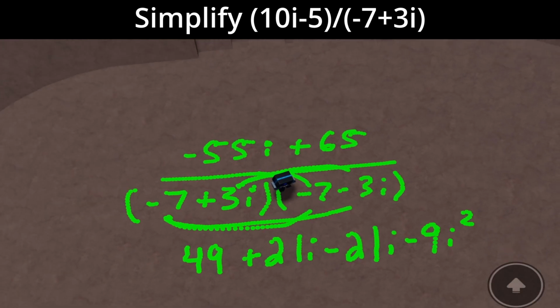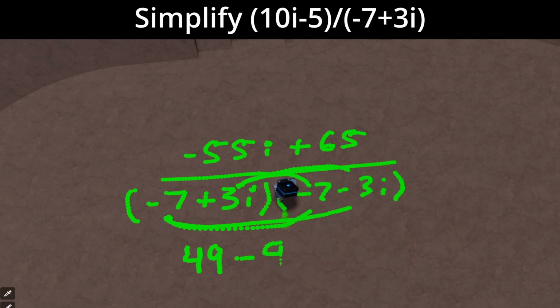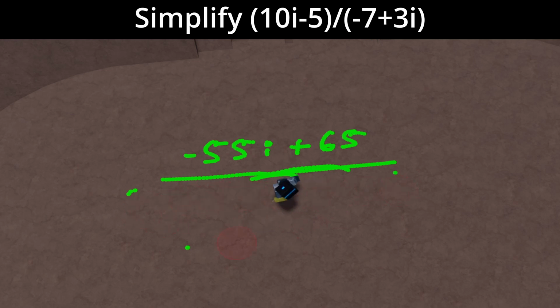So first off, this plus 21i and minus 21i cancel out. And we're left with 49 minus 9i squared. i squared is just equal to negative 1. Minus 9 times minus 1 is just plus 9. 49 plus 9 equals 58. So this big denominator here just turned out to be the number 58.